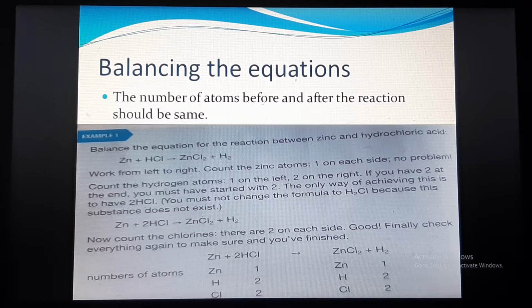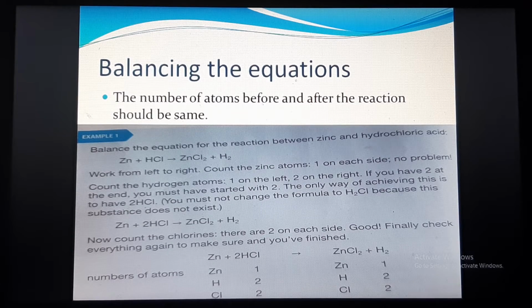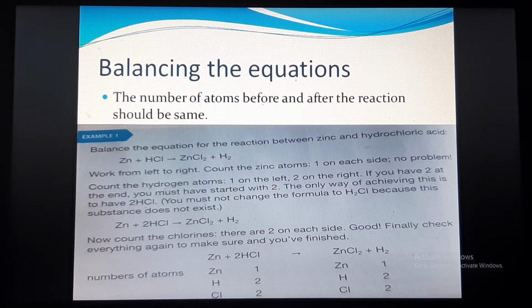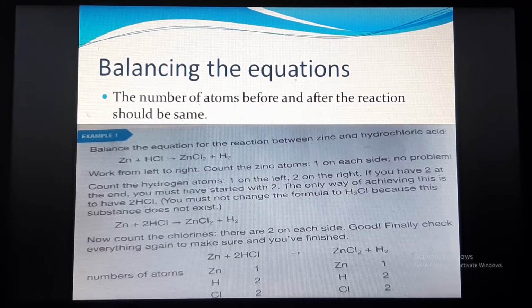What we already learned: the equation for a chemical reaction should be balanced. That means the number of atoms before and after the reaction should be the same. Here one example from your textbook is given. Balance the equation for the reaction of zinc and HCl. Zn plus HCl gives ZnCl2 plus H2.